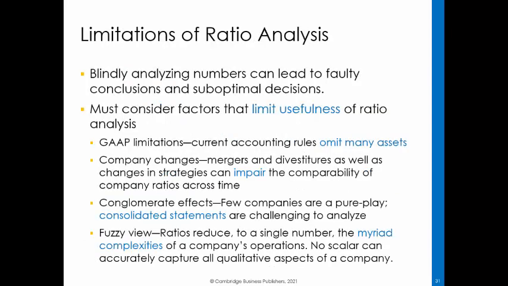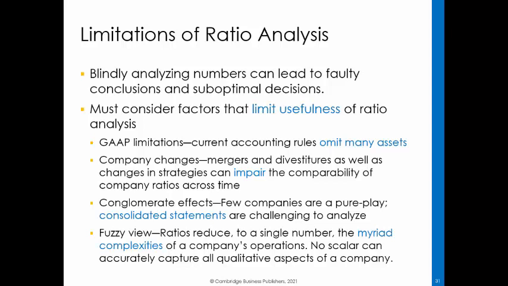The ratios we have calculated and discussed in this module provide a quantitative analysis of a wide range of financial metrics. However, the quality of such an analysis depends on the quality of financial information. We ought not blindly analyze numbers because doing so can lead to faulty conclusions and suboptimal decisions. Instead, we need to acknowledge that current accounting rules have limitations and be fully aware of the company's environment, the competitive pressures, and any structural and strategic changes.